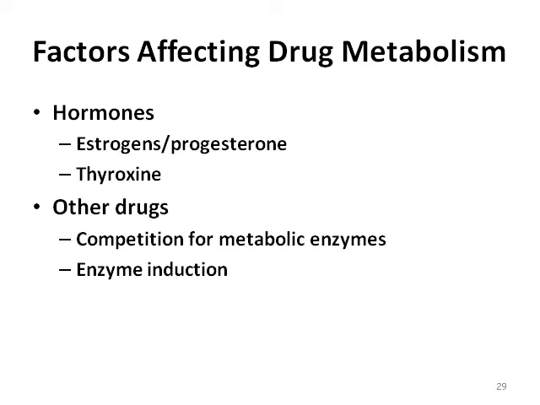Slide 52 lists two other things. For example, hormones such as the estrogens and progesterone and your thyroid status can affect drug metabolism. And then we also see drugs can interact through the drug metabolism enzymes to either inhibit the metabolism or sometimes induce it and make it faster.